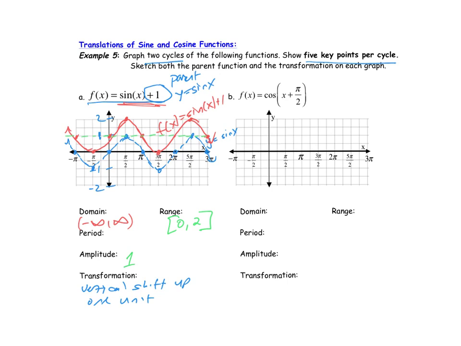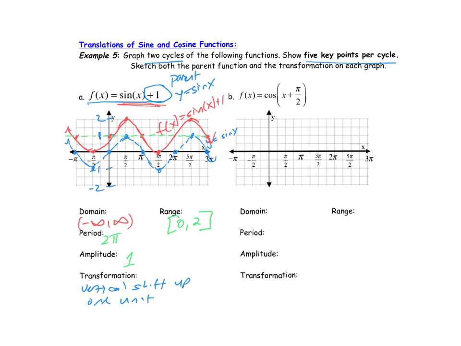Oh, I skipped the period. The period is 2 pi over b. b in this case is 1. So the period is 2 pi. We have not changed the amplitude nor the period with just a shift up. And the transformation was a vertical shift up 1 unit. Okay, next graph that we're going to do, example 5b.